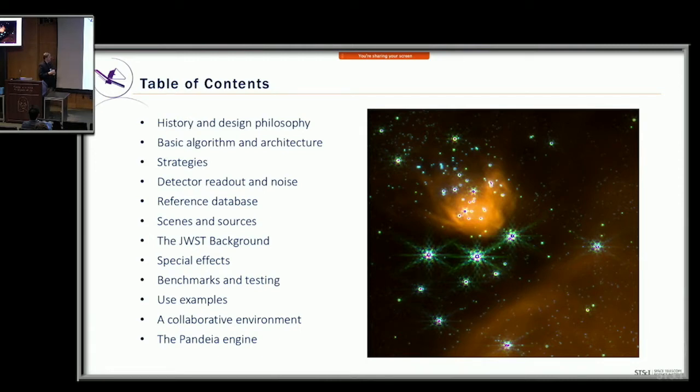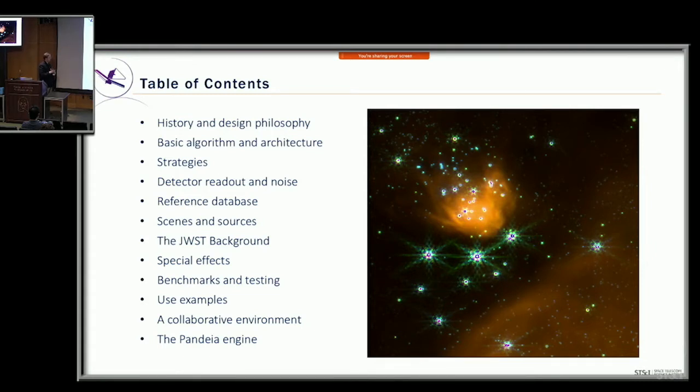We'll talk about the reference database. This might be useful to you as well, because it's available to you. So there's a lot of reference data about the whole observatory embedded within the exposure time calculator. Scenes and sources, how you set up your astrophysical scene, and why it's done the way it's done. Another important item here is the JWST background. The background for JWST varies tremendously with wavelength. It just has different components, and there's a fairly detailed model behind the whole thing that is an important input to the exposure time calculator.